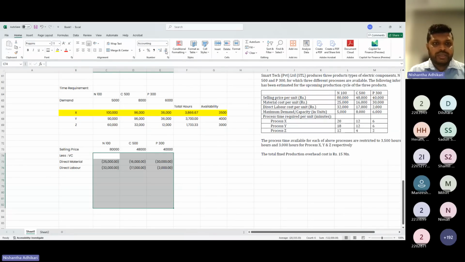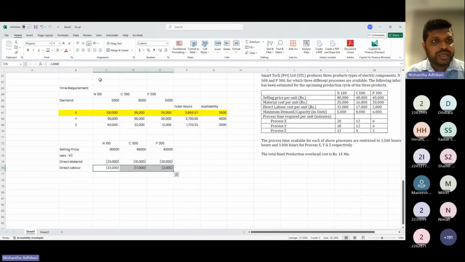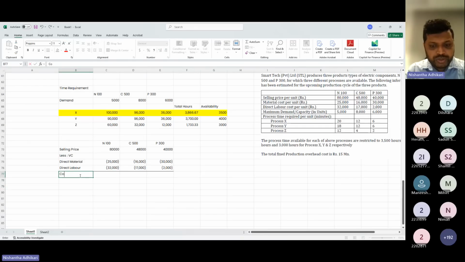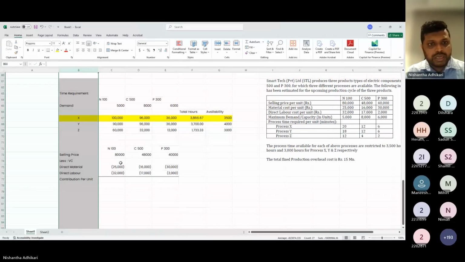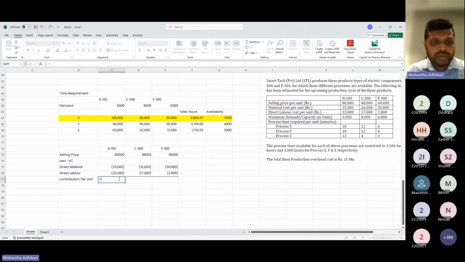Then you can take the contribution per unit. Contribution per unit: sale price less variable cost. Here 23,000.